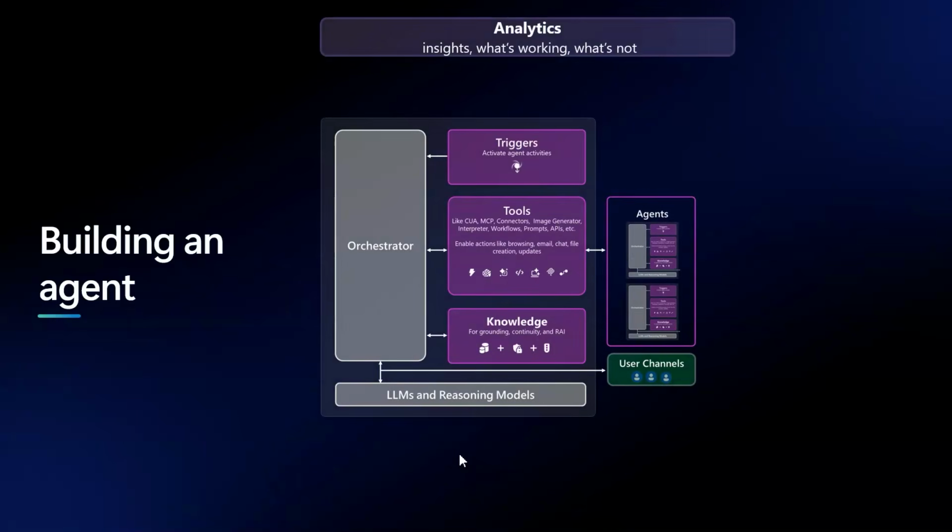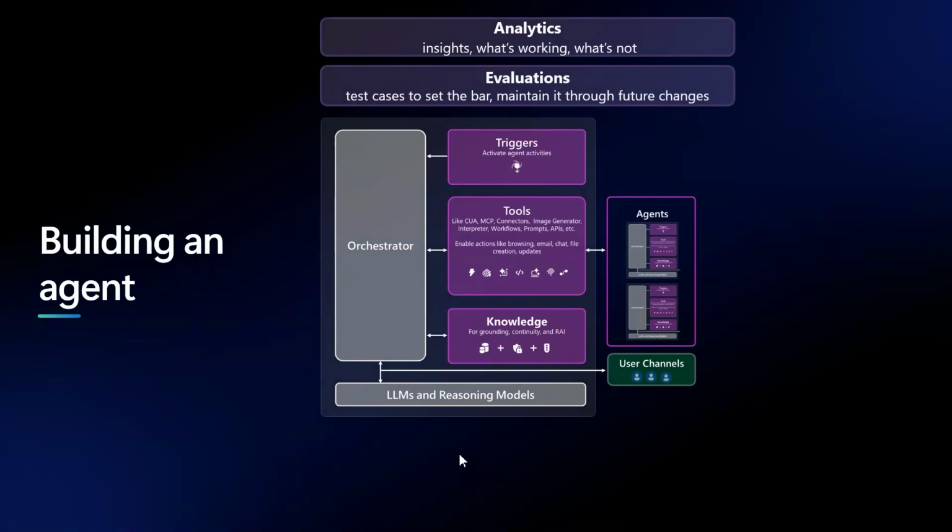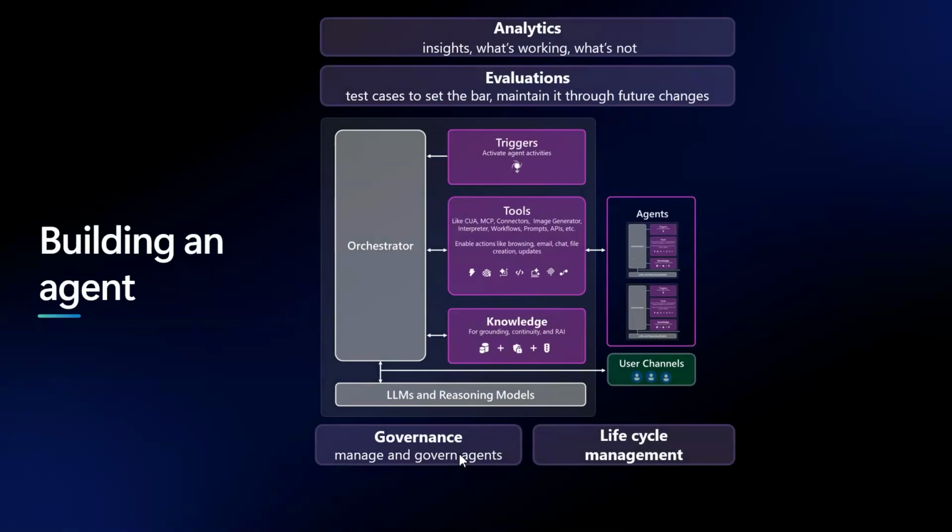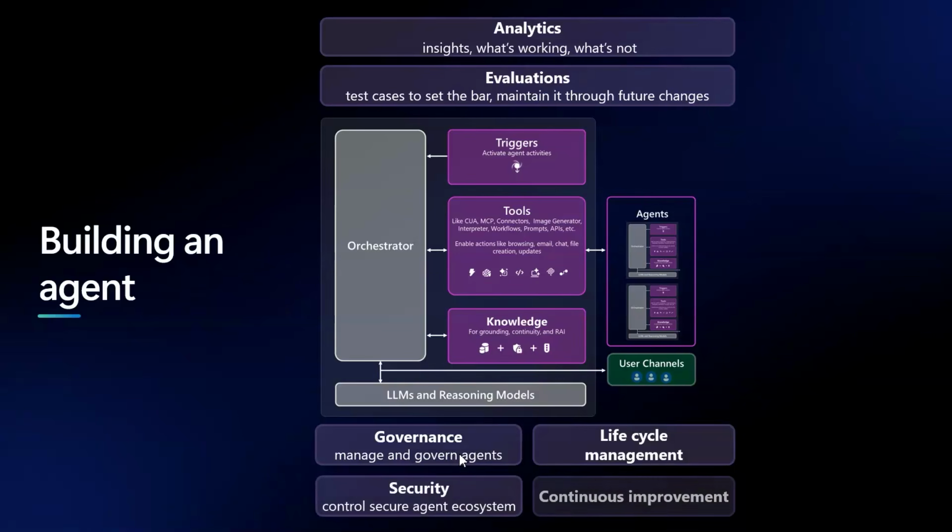Along with that, you also need analytics, because you would like to know how your agents are doing, what's working, what's not. Evaluations are one of the key features that you should be looking for, whatever agent platform you're using to create agents. Along with that, you also need to think about governance, like how you're going to manage agents, how you're going to govern agents, also the lifecycle management. It's one thing to deploy an agent once, but how you're going to take care of continuous improvement to that. So a lot of different things come together.